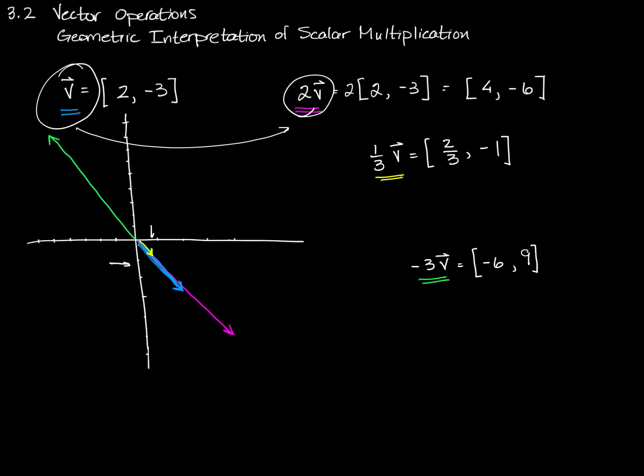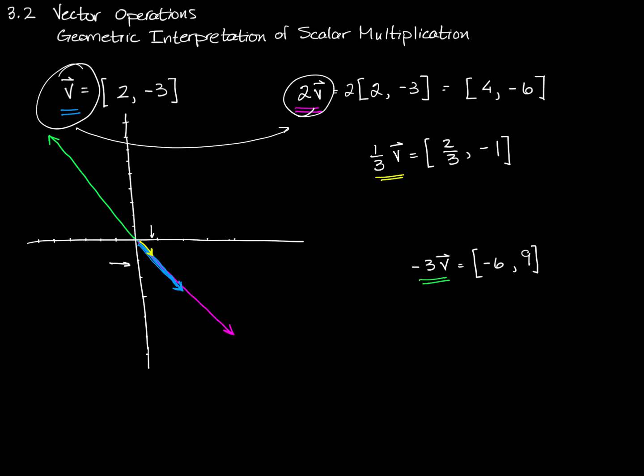What's happened in this case is not only has vector v been scaled by 3, as you can see the green vector here is 3 times the length of vector v, the blue vector, but it's also reversed the direction. The negative reverses the direction. So that's something else to keep in mind.